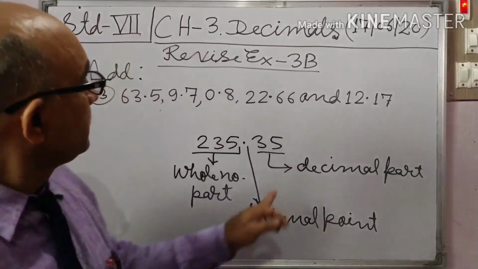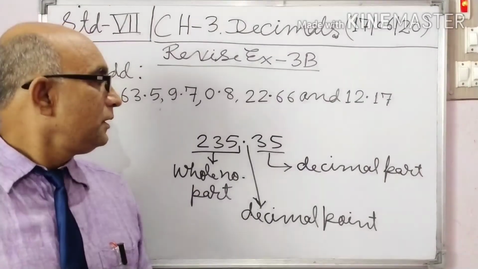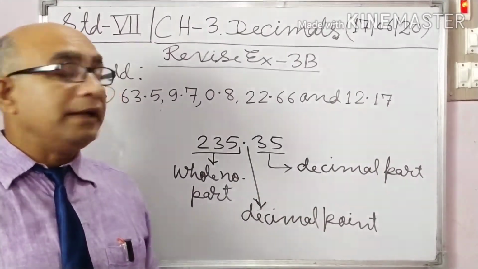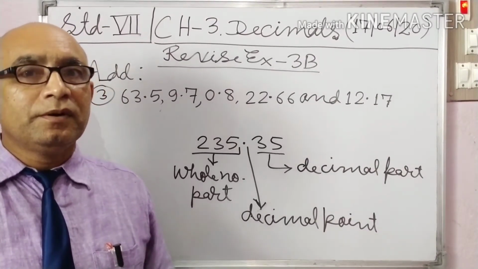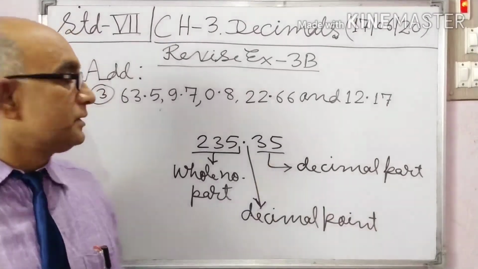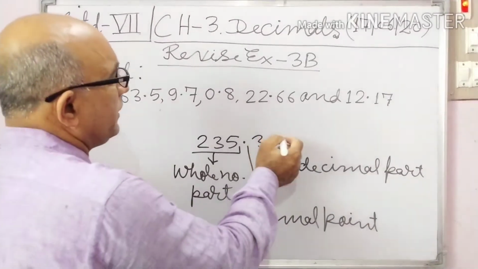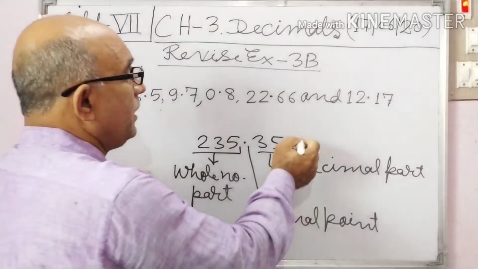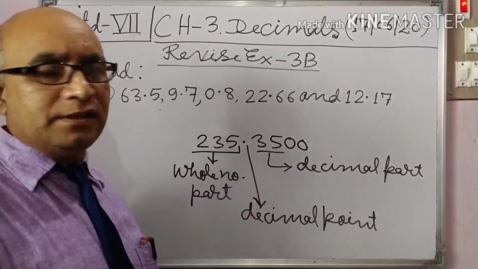Students, the number of digits in the decimal part are called decimal places. Here there are two decimal places. If we take a 0, here there are 3 decimal places. Again, if we add another 0, they are called 4 decimal places.